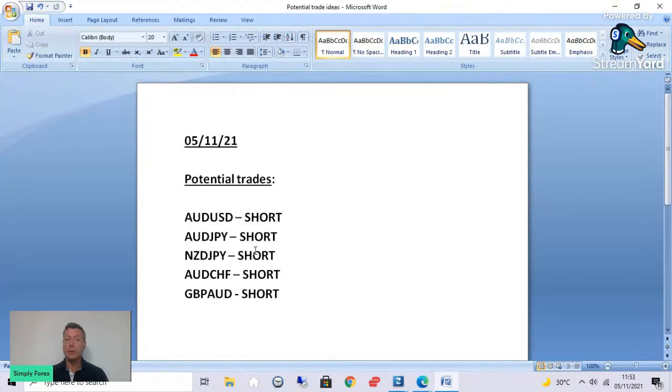I hope you understand why I stay out of some trades or why I take certain trades. This just gives you a good insight into that, and why I'm happy to trade this pair but not this pair.